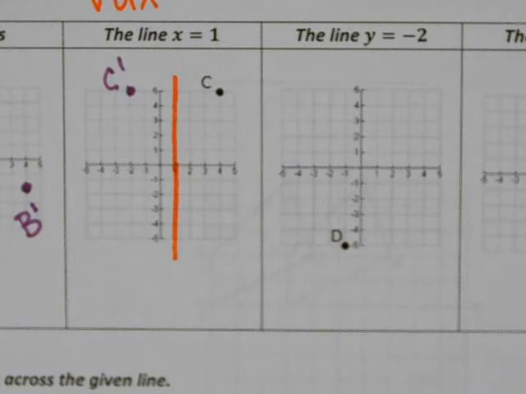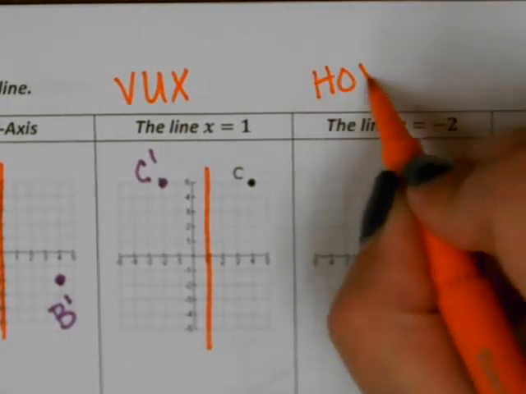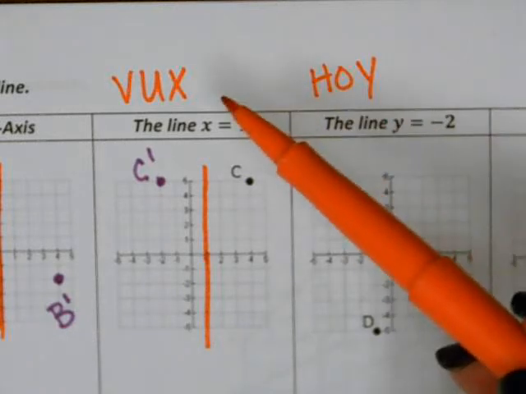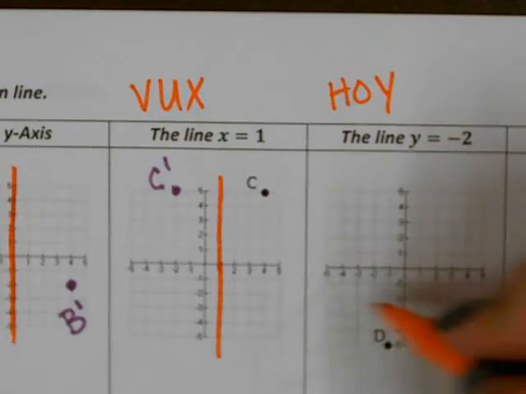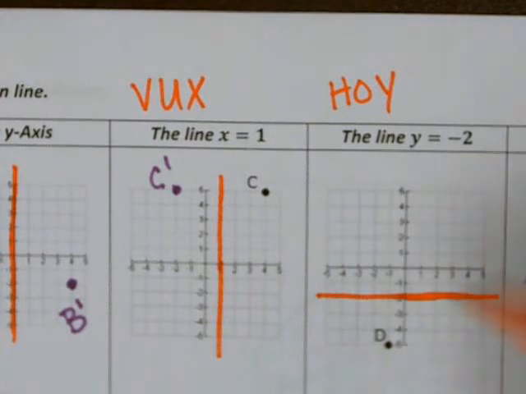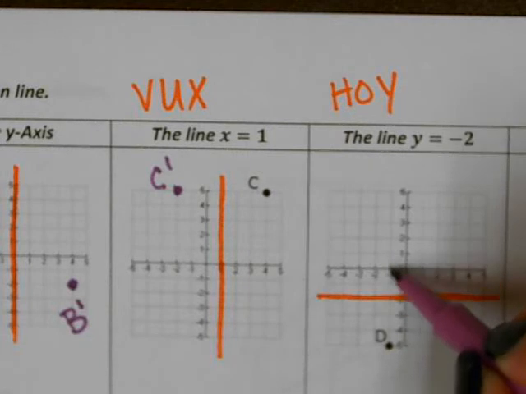All right, the line y equals -2. Well, this is where we want to think about horizontal lines. So we have vertical lines, horizontal lines. So a horizontal line at y equals -2 is right here. And we're going to reflect point D. So 1, 2, 3 units below, we're going to make it 1, 2, 3 units above.